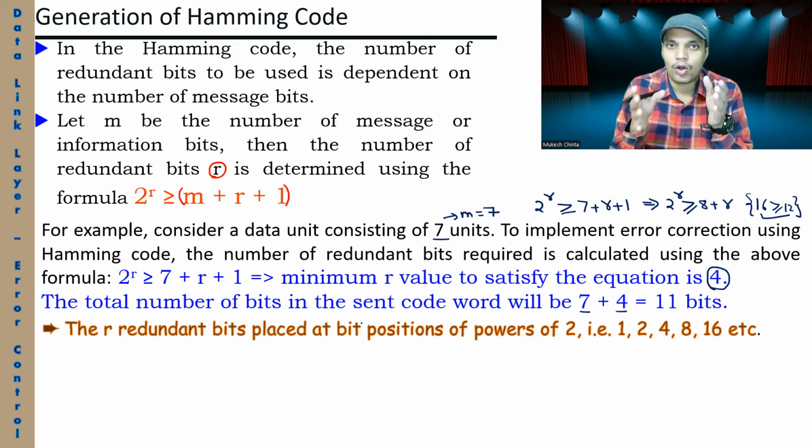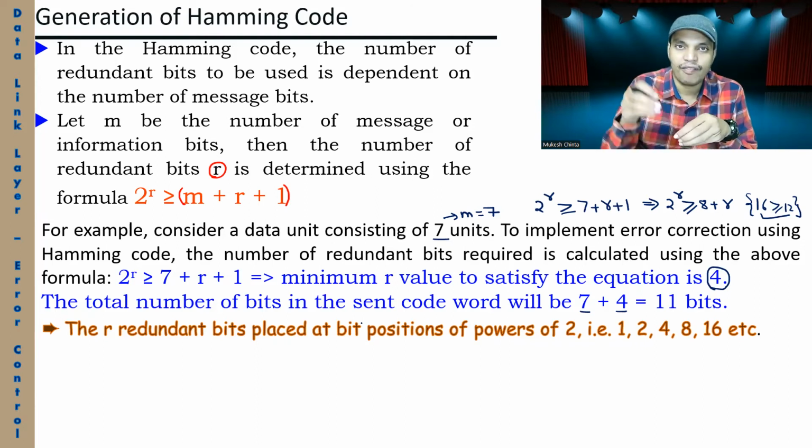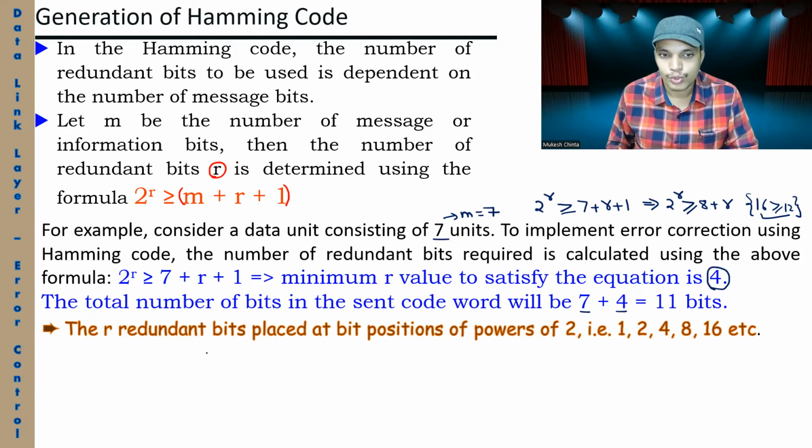These redundant bits are also placed within your message or within your data words. I'll show you how. Usually, once you decide the number of redundant bits that you need to use, these redundant bits occupy the bit positions of powers of 2. That is 1, 2, 4, 8, 16.